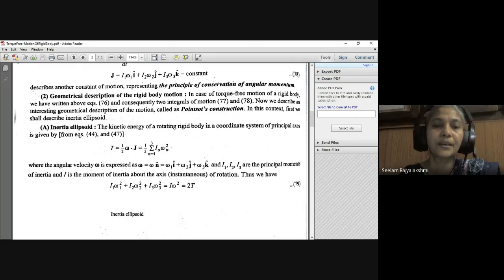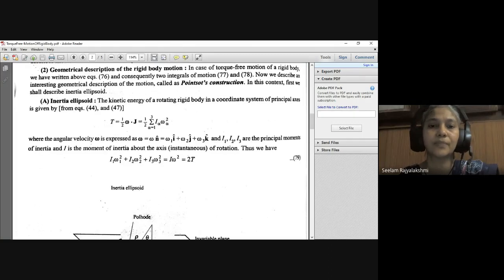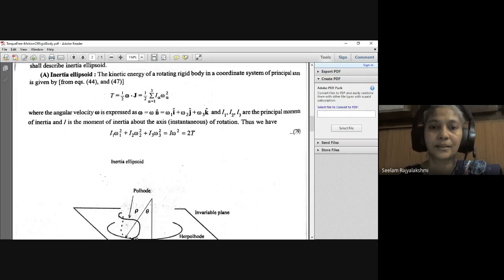So here omega is the angular velocity, which can be expressed as omega equals omega n cap, or n cap equals omega by omega. So omega n cap equals omega 1 i cap plus omega 2 j cap plus omega 3 k cap, and I1, I2, I3 are the principal moments of inertia, and I is the moment of inertia about the axis of rotation. Thus, we have I1 omega 1 square plus I2 omega 2 square plus I3 omega 3 square equals I omega square. I omega square is nothing but 2T. So here omega equals omega n cap, and I omega square, which equals 2T, we will use in the coming equations.